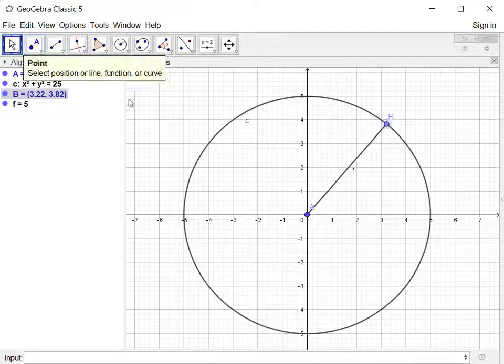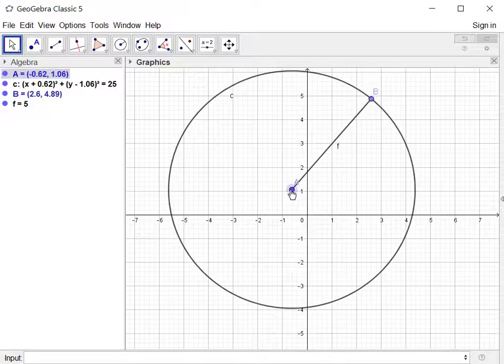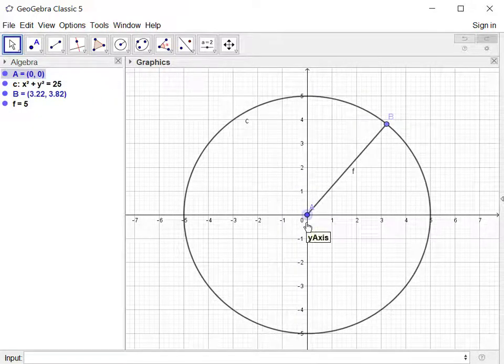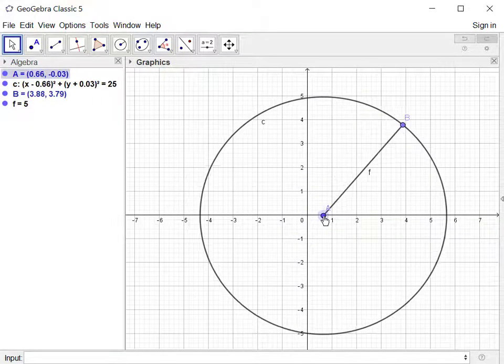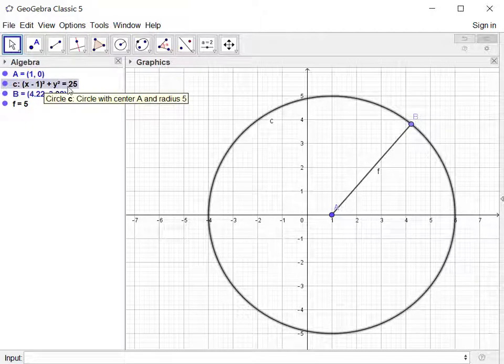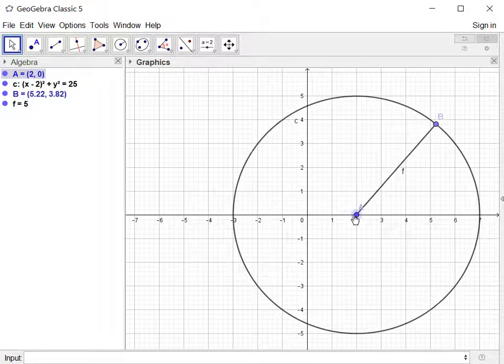Now let's take the circle and move it somewhere. And all of a sudden, it looks like it's a little bit more complicated. So let's go back and do this more systematically. What if I just go 1 unit to the right? Then instead of saying x squared plus y squared is 25, it says x minus 1 squared plus y squared is 25. If I go over 2, now it says x minus 2 squared plus y squared is 25.